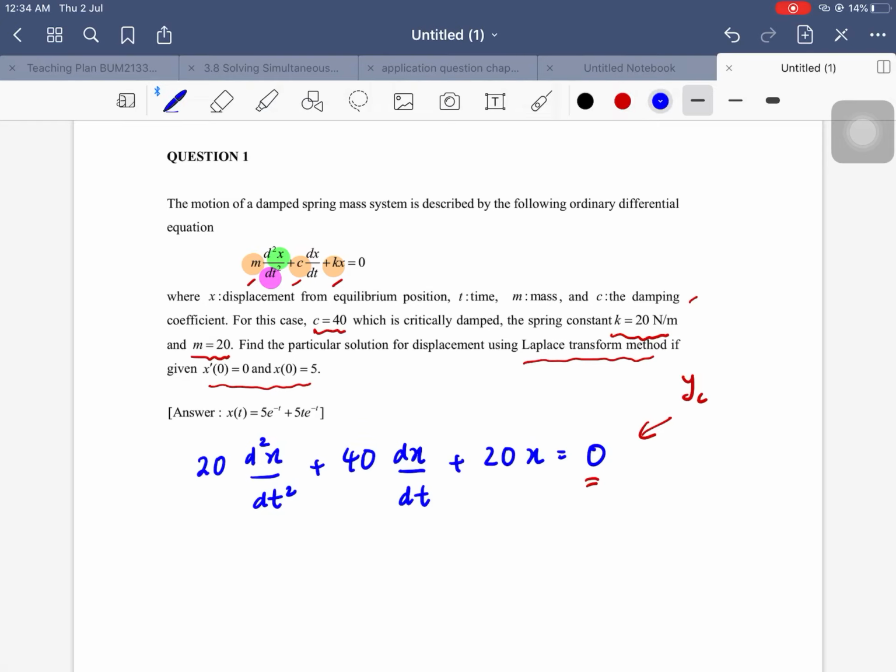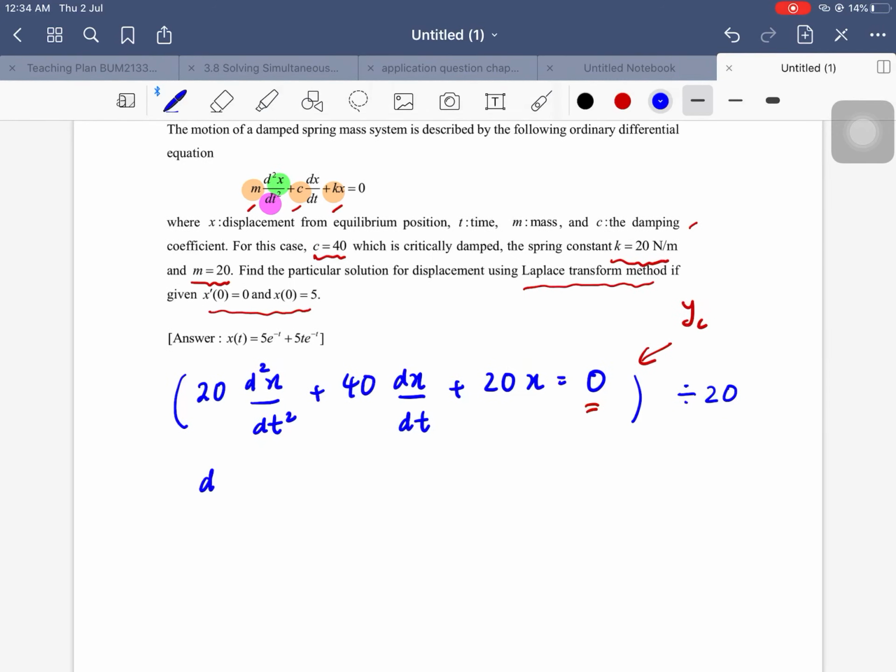You can actually start solving your equation like this, but I don't want to. I have very big constant values that I find intimidating, so I'm going to get rid of them. I'm going to divide the whole equation by 20 because I simply can. The first term is going to be 1 d squared x over dt squared. 40 divided by 20 is 2, so I'll have 2 dx over dt plus 1x, and that is going to equal 0.